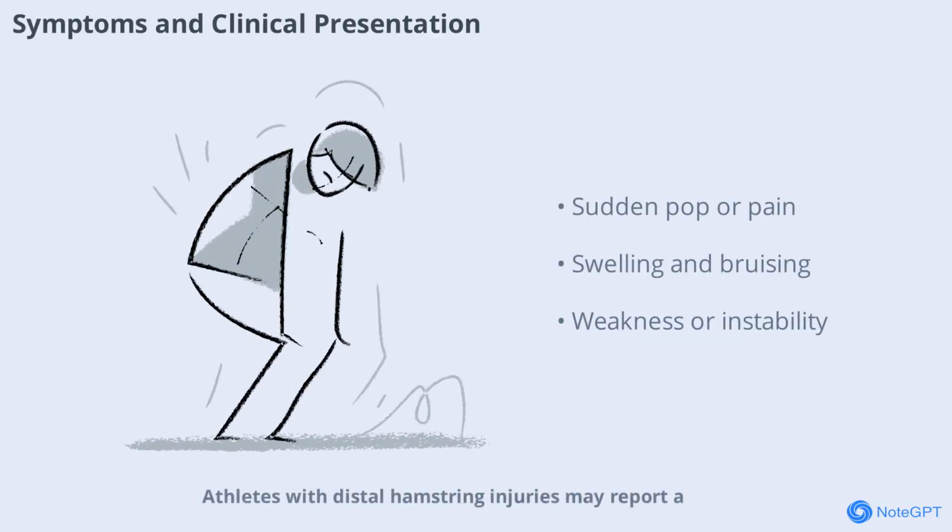Athletes with distal hamstring injuries may report a sudden pop in the back of the leg, followed by pain, stiffness, and weakness. Swelling and bruising around the knee are common, and in some cases a palpable mass or defect can be felt. Specific symptoms often depend on which tendon is involved and whether the injury is acute or chronic. Medial injuries may present differently from lateral ones, and chronic conditions like snapping tendons can cause popping sensations or instability.